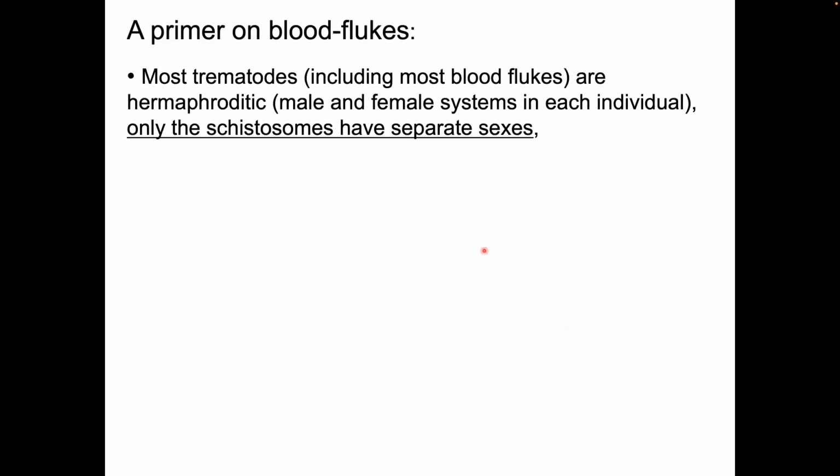Most of this you will already know. The first point perhaps is worth emphasizing. Most trematodes, including most blood flukes, are hermaphroditic. So a single individual contains both male and female systems. The only exception is one group of blood flukes, which are the schistosomes.